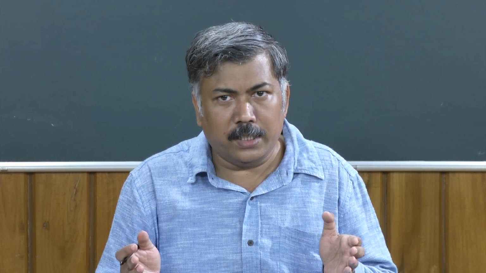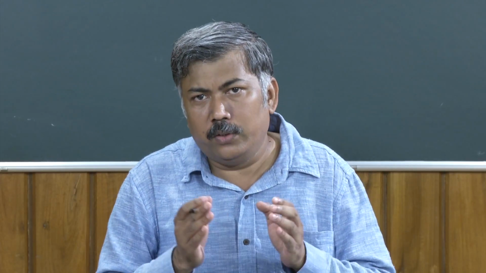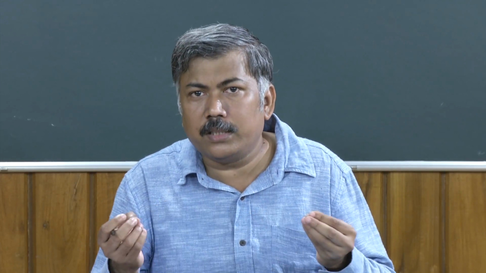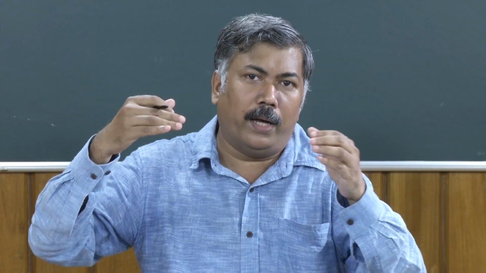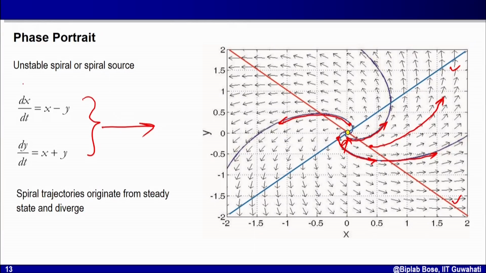If the system is at the steady state, it will stay there. If you disturb the steady state, it will diverge away from the steady state in a spiral path. So that's why it is called an unstable spiral or spiral source, from which all the trajectories are originating.